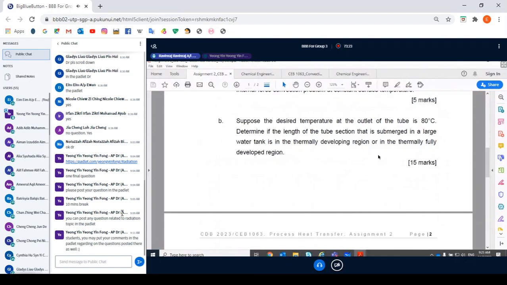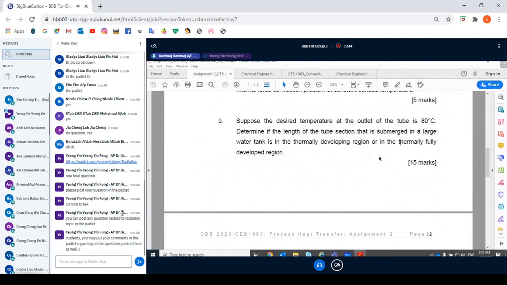This is just a curiosity, madam. For real life, when we're designing this kind of pipes, will they be doing it like this? Like we assume first, then. Yes, most probably. Yes.